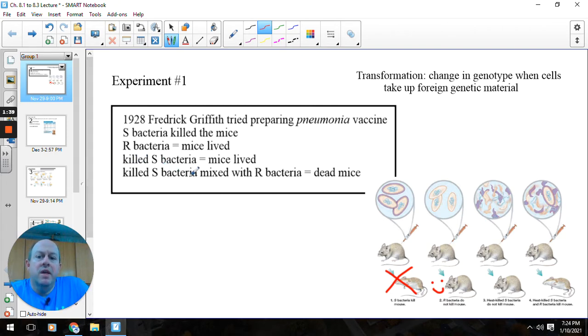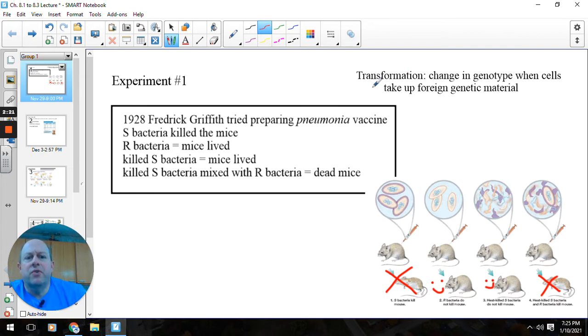When the S strain was heated, which is how we kill bacteria, we injected this dead bacteria into the mice, and on trial 3, the mice were happy. And then his last trial, he took the dead S bacteria, which was fine by themselves, and mixed it with the live R bacteria, which was fine by itself, mixed them up, injected the mixture into the mice, and the mice died. That was weird because those two things by themselves didn't harm the mice, but somehow that living thing must have changed.